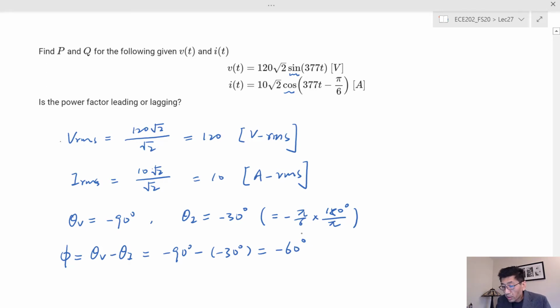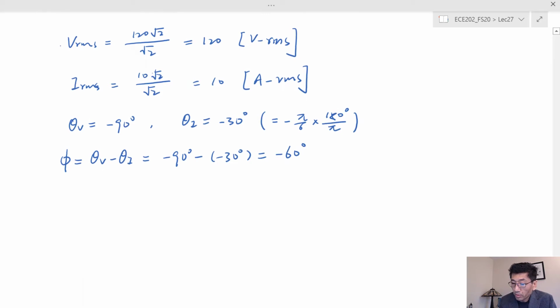So therefore phi is less than 0, and the power factor is going to be leading, right? Because the current leads the voltage. Before we do any calculation, we actually can determine this: the power factor is leading.